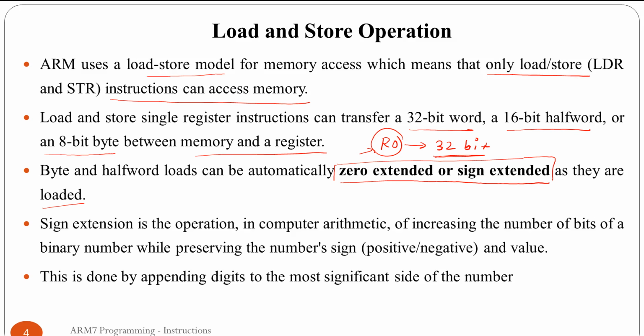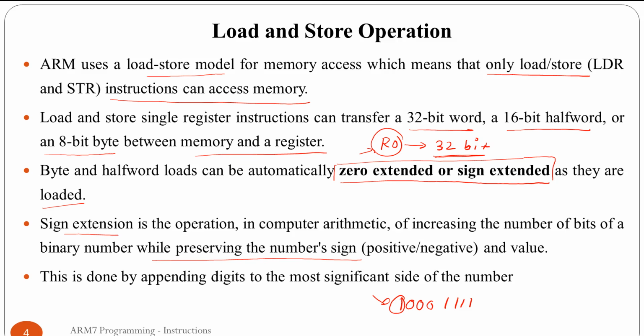So what is meant by sign extended or 0 extended? Sign extension, in computer arithmetic, is increasing the number of bits of a binary number while preserving the number's sign and value. For example, if we take one number, for example 1 0 0 0, then 1 1 1 1. Now the MSB bit basically represents the sign of that particular number. Now this is 8-bit data.